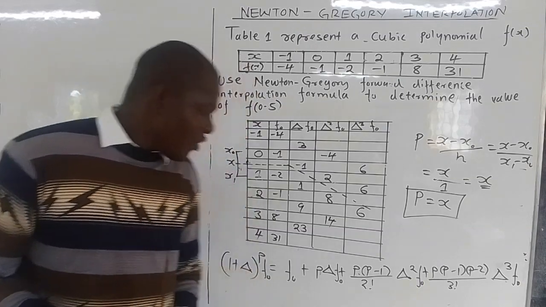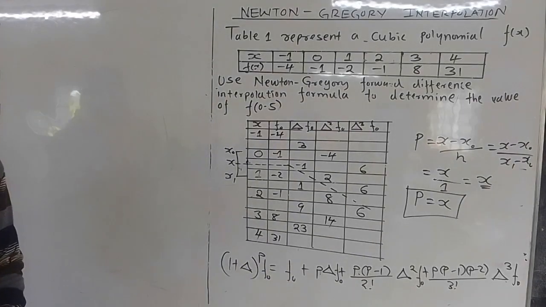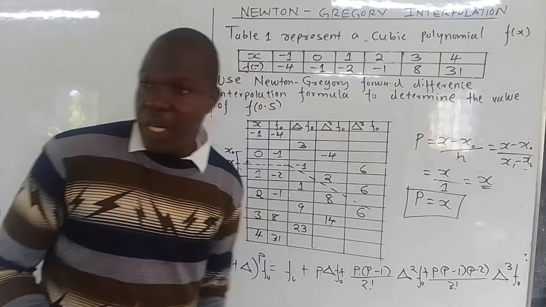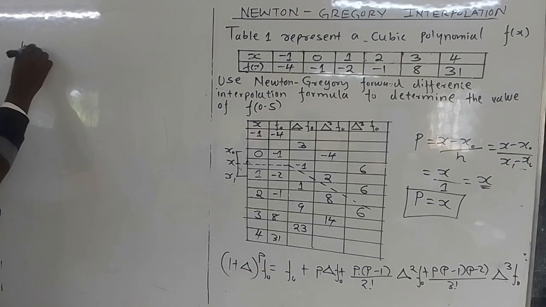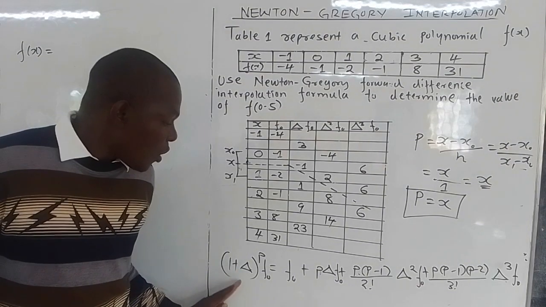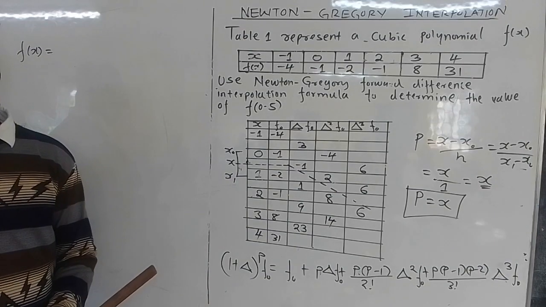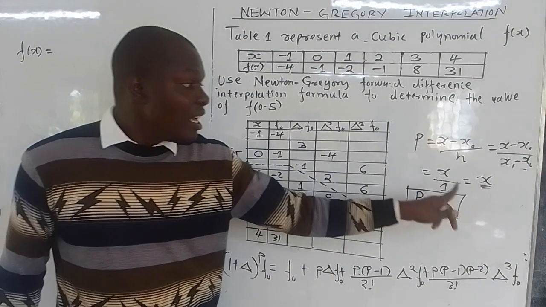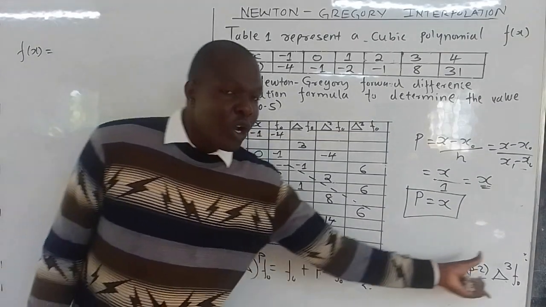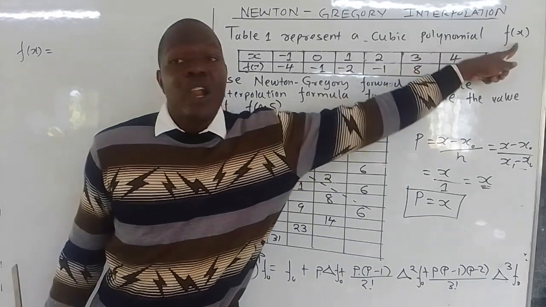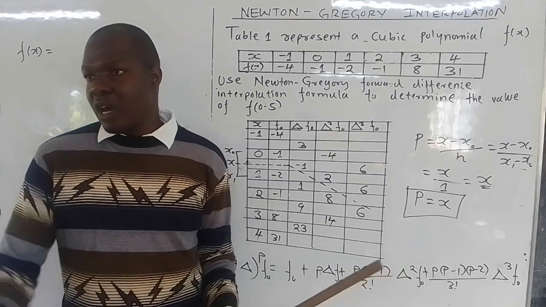Good. So after doing this, it means you now have the Newton-Gregory forward difference interpolation polynomial. So the whole of this binomial expansion is our f of x, the polynomial. It is the polynomial you've expanded, meaning f of x is equivalent to this, isn't it? Are we together? Because you can see our p is in terms of x. Are we together?